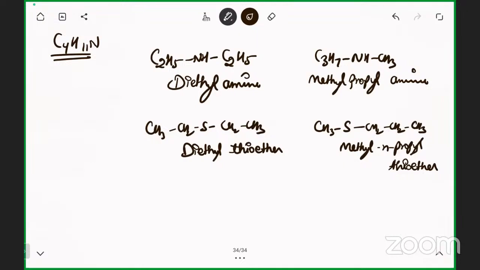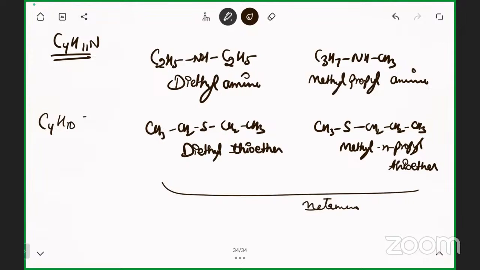As thioethers I'm taking, so they are known as what? Metamers. Okay, general formula C4H10S. So such compounds are known as what? Metamers. And the isomerism is known as metamerism. Okay.